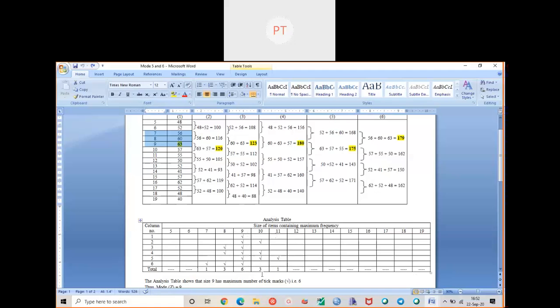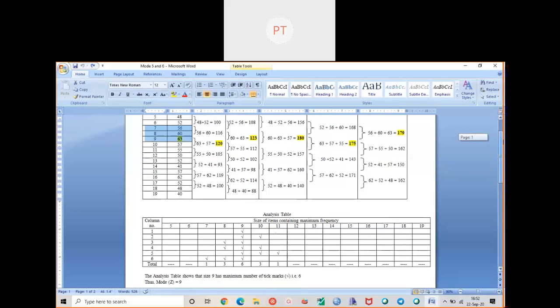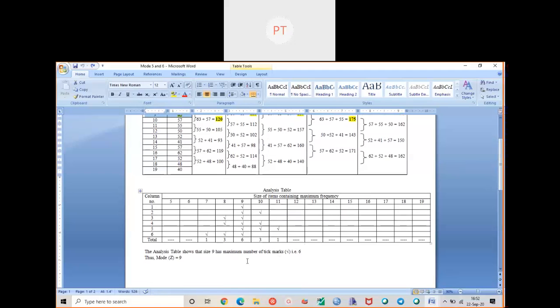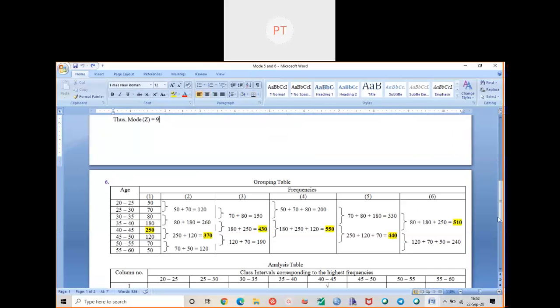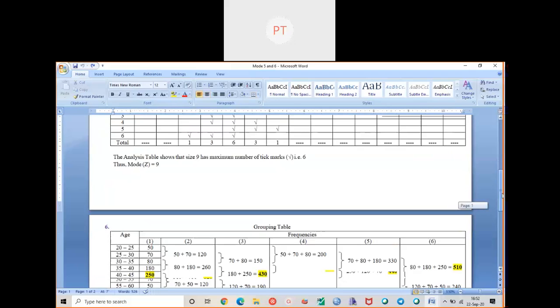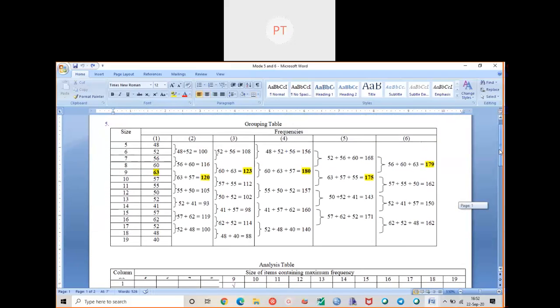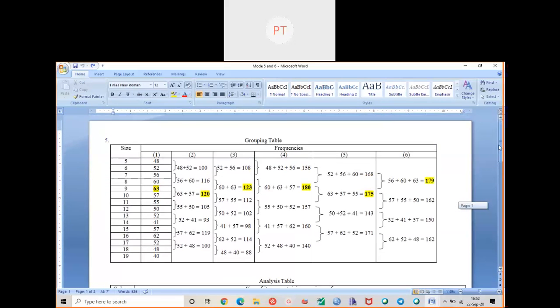Which value has the maximum number of ticks? We can see from this analysis table that the value 9, or the size 9, has the maximum number of tick marks, that is 6. So the mode of this particular data is 9. This way we will prepare the grouping table as well as the analysis table. So this was for question number 5.